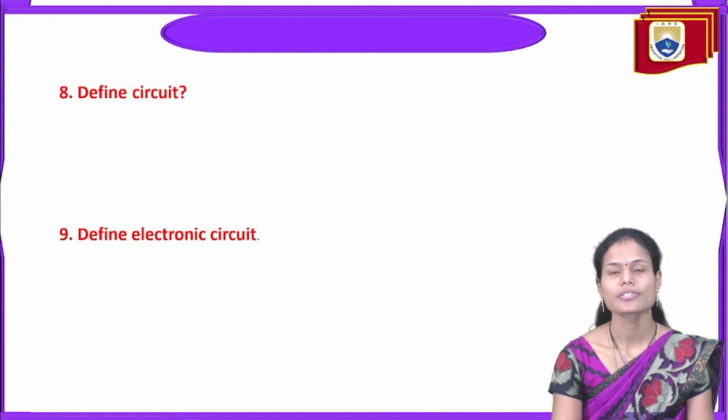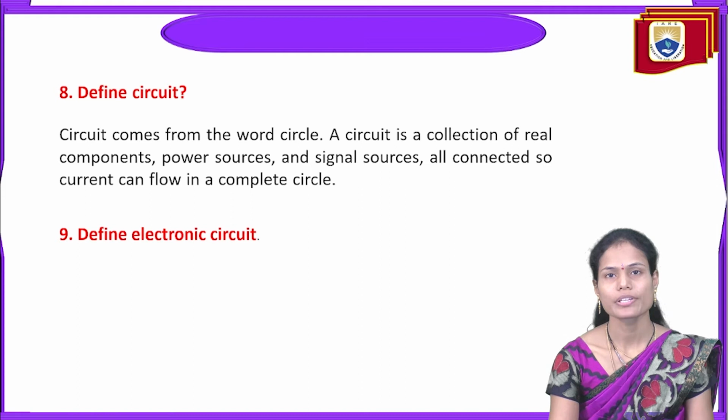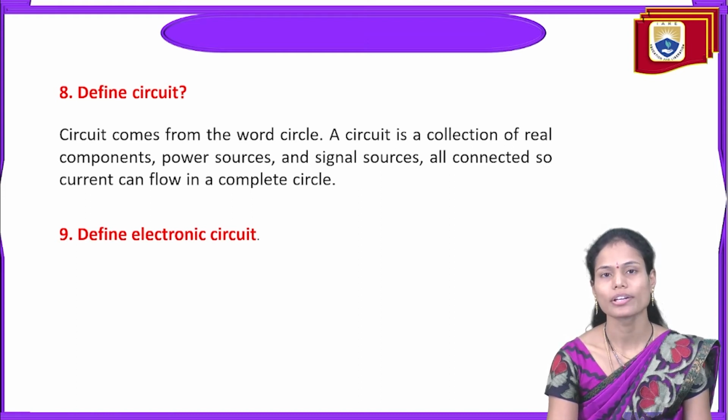And next one is define circuit. What is meant by circuit here? If we take any closed loop, we can call it a circuit. The word circuit came from the word circuit.